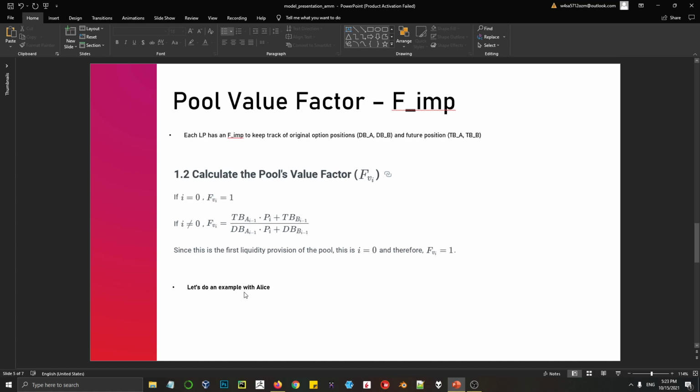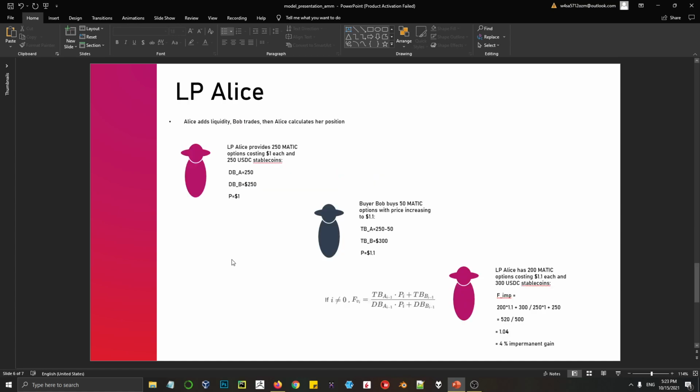So let's do a simple example with Alice. Suppose there's a liquidity provider, Alice, and Alice has liquidity. Then Bob engages in a trade, and then Alice, let's say, calculates her liquidity position. So at first, let's say Alice provides 250 Matic options of the Matic token, layer 2 on Polygon.